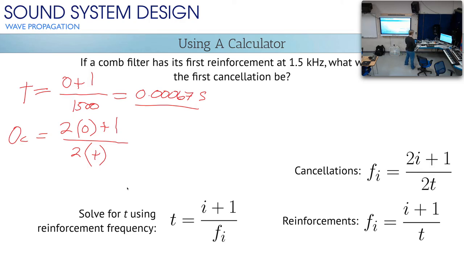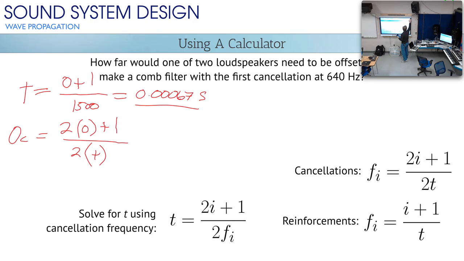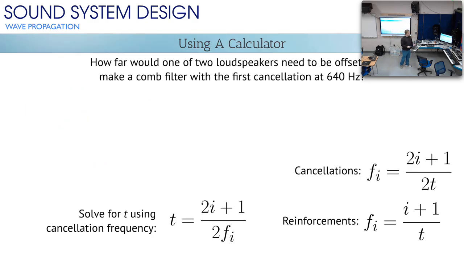All right, that's all we've got time for. So you should now be able to hack around with everything on that worksheet. I've given you all the information you need to do the rest of that. Just as an FYI, if you want to solve for T using a cancellation frequency, it's this one. So you may want to just jot that down real quick, because there'll be a couple questions where you have to do that. So in this case, if you know the first cancellation and you've got to figure out T, you could get that by T equals 2 times i plus 1 divided by 2 times the frequency of i. Okay? So you may need that when you do the homework.